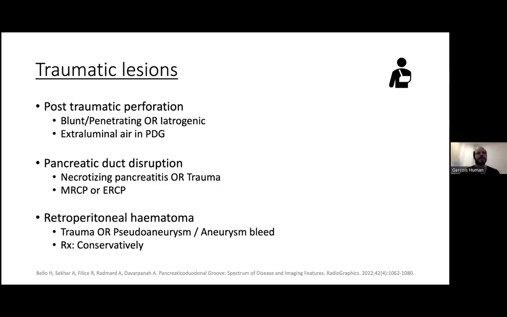Pancreatic duct disruptions, either from necrotizing pancreatitis or trauma, are better depicted with either MRCP or ERCP. And as mentioned previously, the retroperitoneal hematomas, either from trauma or pseudoaneurysm or aneurysm bleed, are commonly treated conservatively in the retroperitoneum.